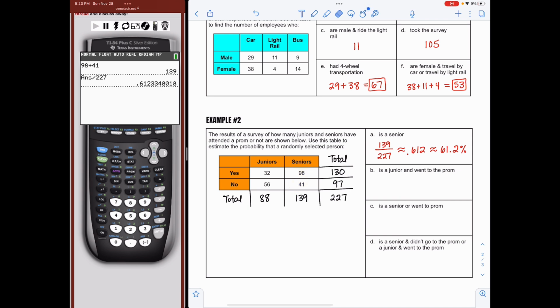The next thing that we want to find out is the probability that the person that's selected is going to be your junior that also went to the prom. So the junior that went to the prom is 32. So this will be 32 out of 227. And if we do 32 out of 227, that is approximately 0.141, or you can express it as a percentage as 14.1%.